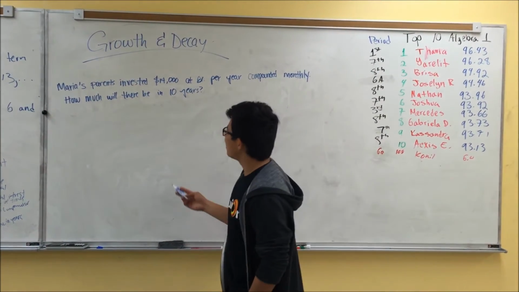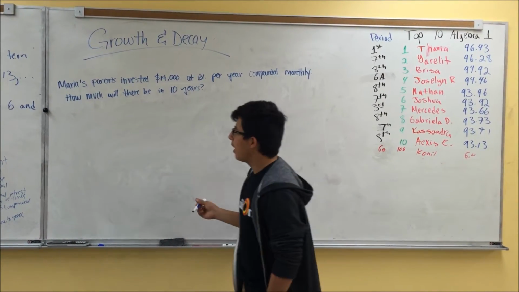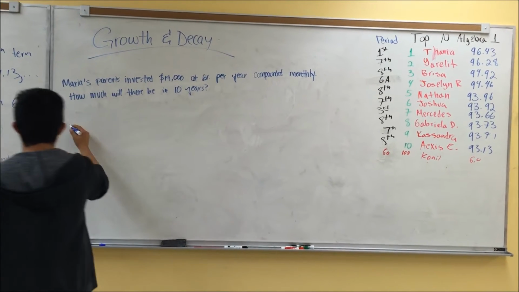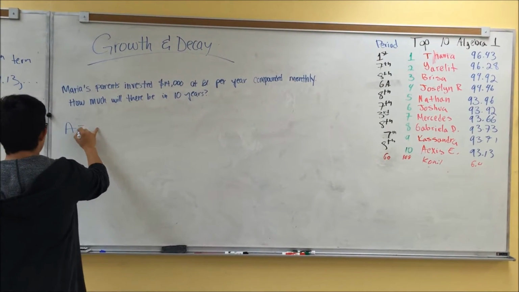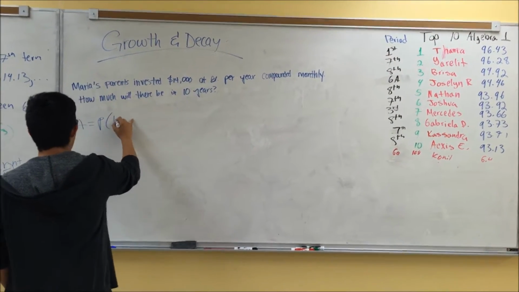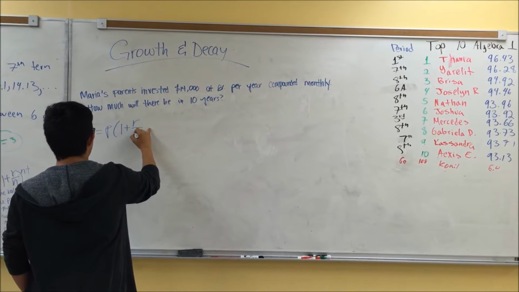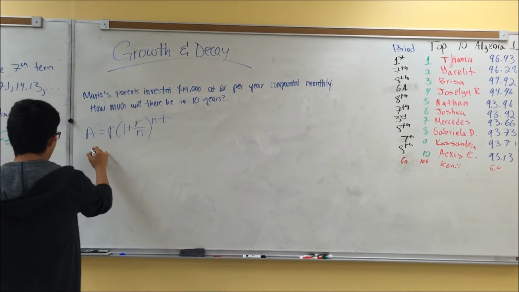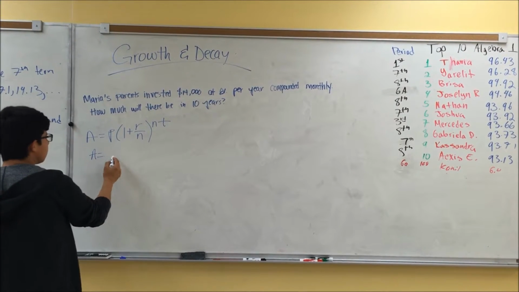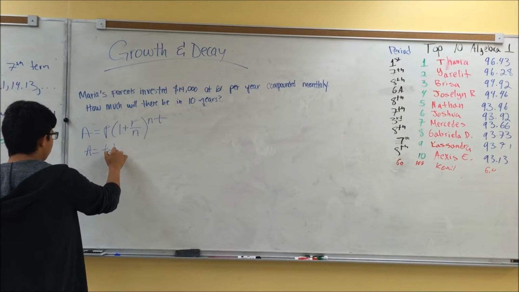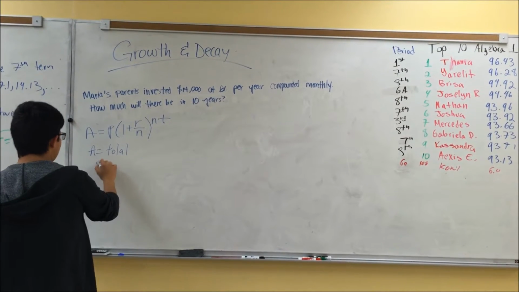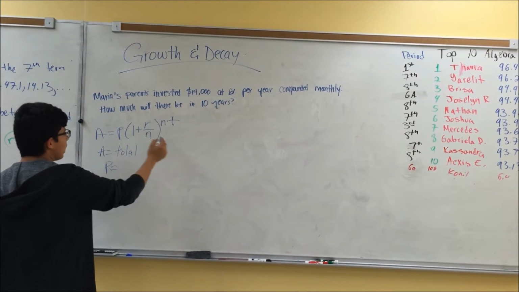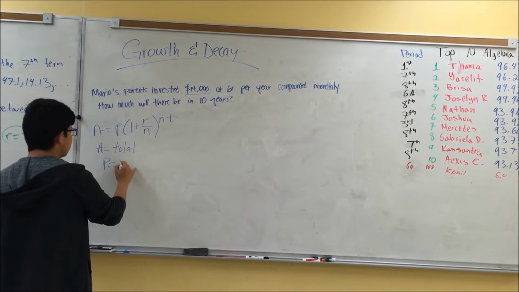Hello, today I'm going to teach you about growth and decay. The equation for growth and decay is A equals P times (1 plus R divided by N) to the N times T. A is basically the total, what you're going to get, and P is the principal, what they gave you. In this case, it's going to be 14,000.